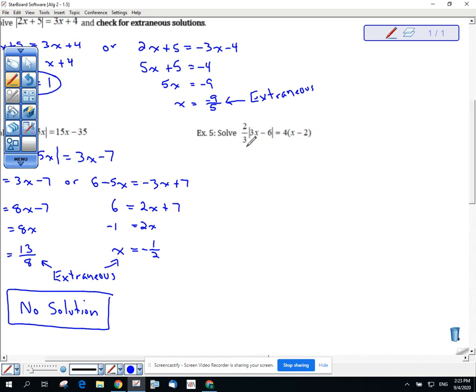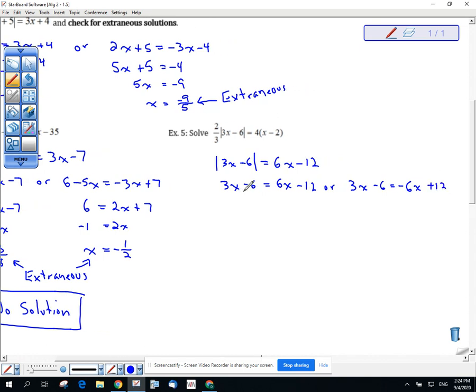Let's multiply both sides by 3/2 to get rid of this. So that would be the absolute value of 3x minus 6. Multiplying 4 by 3/2 would be 6. And I'll go ahead and distribute a 6 in here, so 6x minus 12 to save a little space. Okay, considering the two cases, either 3x minus 6 equals, start with the positive one, 6x minus 12, or 3x minus 6 equals the opposite of 6x minus 12, which would be negative 6x plus 12.